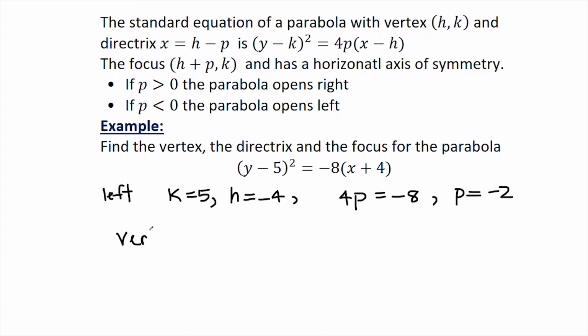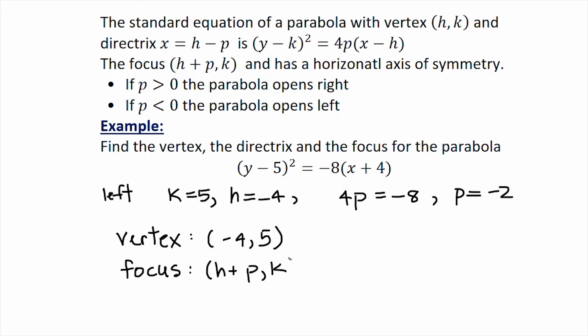The vertex will be the point h, k, so make sure you don't mix that up. Negative 4, 5 is the vertex. And the focus, well, I can just look at my formula and read off the point that is the focus. So that's going to be h plus p, k, and h is negative 4 plus p is negative 2, so that's going to give me negative 6. K, of course, is 5. So the focus is the point negative 6, 5.